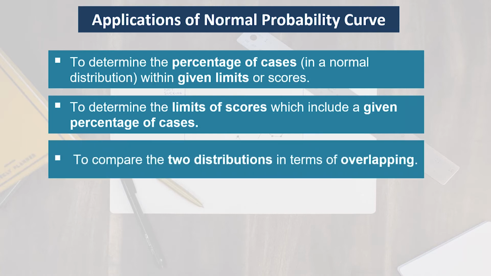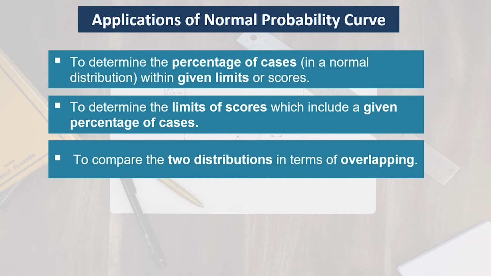The third application is to compare two distributions in terms of overlapping. Many a time you will find that two distributions are overlapping each other. So we will discuss how one overlaps upon the other distribution, and in case there is overlapping, how to find out what percentage of cases are overlapping. Let the mean scores of the two groups be given. So how many students, or what percentage of students, are overlapping the mean of the other group?